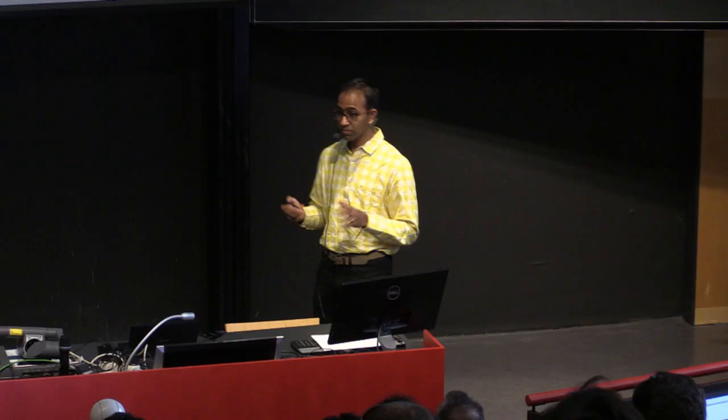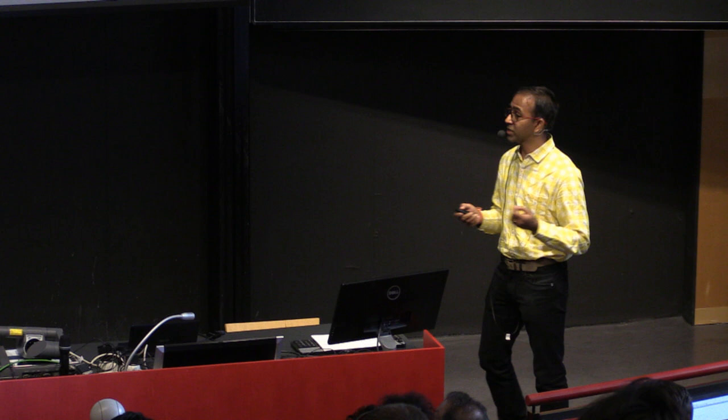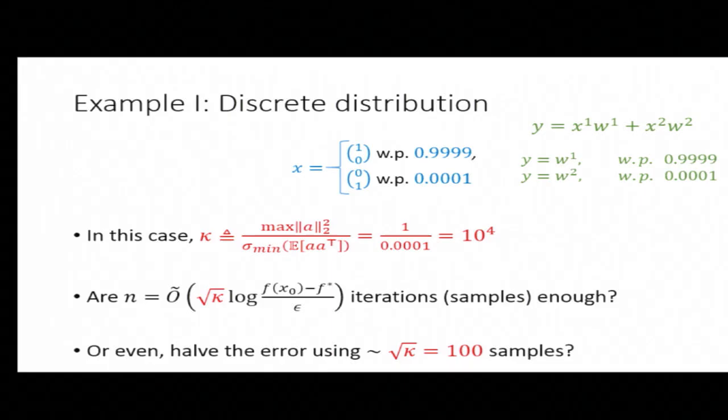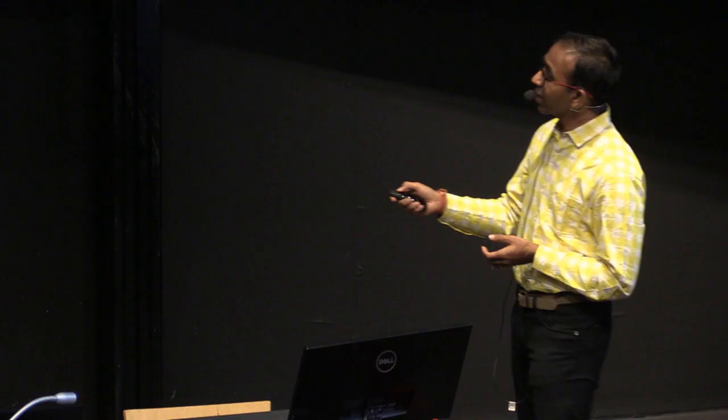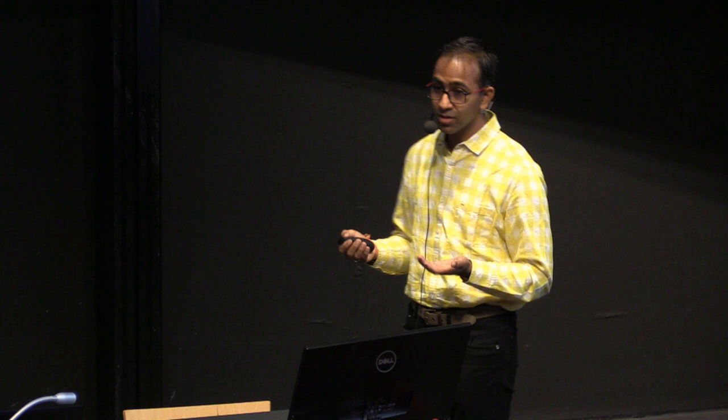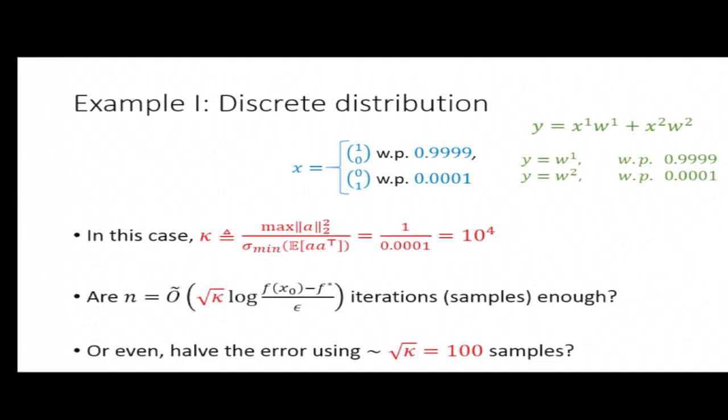You can have a very simple distribution, let's say a discrete distribution over two dimensions, where this vector (0, 1) appears with very tiny probability, let's say 10 to the power minus 4. In which case, your y will mostly look like w1. You will observe the second coordinate of your w parameter only once in a while. So the condition number of this problem is 10 to the power 4. And now you are asking for an algorithm which can do better than kappa samples. That is, it can converge in, let's say, root kappa or so iterations. But that seems impossible information-theoretically, because in about 100 samples, you'll never observe y equal to w2 at all. So you have no idea what w2 is, and you won't be able to do much here. So for this sort of distribution, you cannot hope to do much better than kappa log 1 over epsilon.